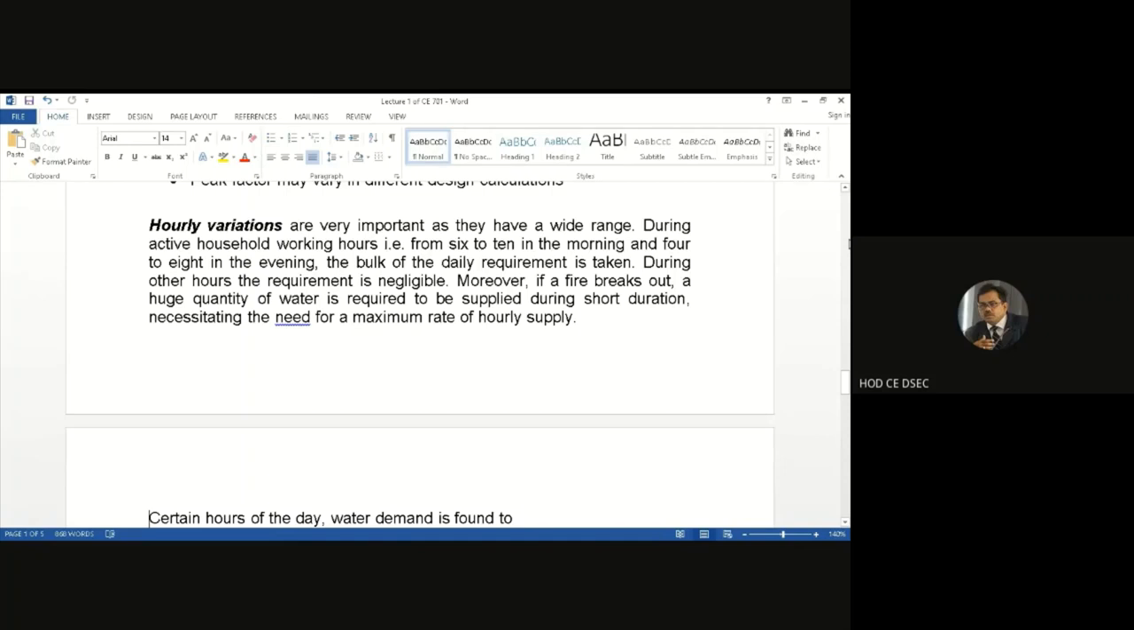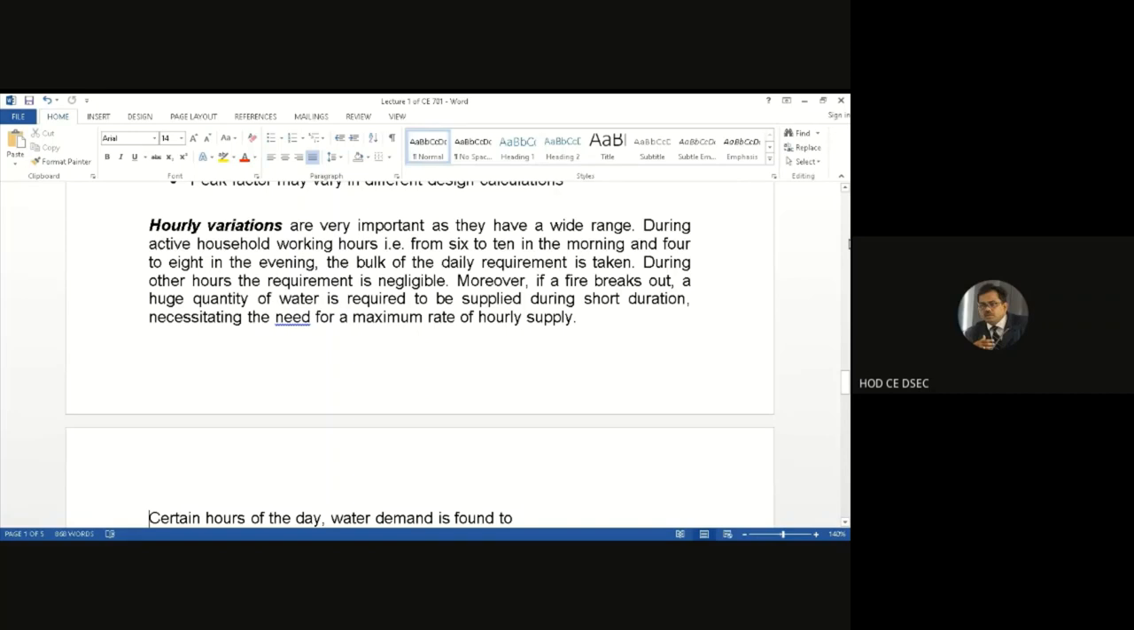And again, from 4 to 8 in the evening, the water requirement will be more, because mostly there is the cooking process, from 6 to 10 for lunch and 4 to 8 for dinner. And when we return back home from our office, then also we require the water, and 4 to 8 at the end of the day is considered for the bulk quantity of the daily requirement of water. During other hours, from 10 a.m. to 4 p.m., the water usage is negligible.